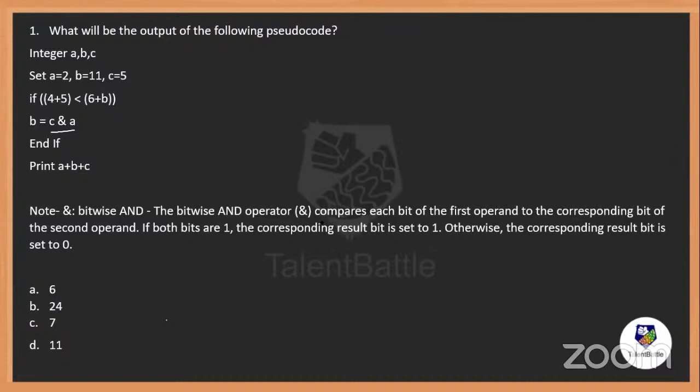And then options are given to us. So just try to solve this and put your answer in the comment section. I will be also parallelly solving it, and we can have the cross verification.